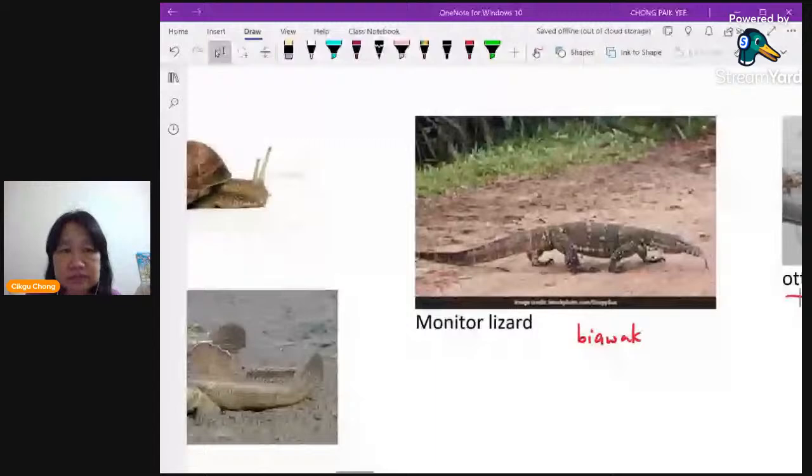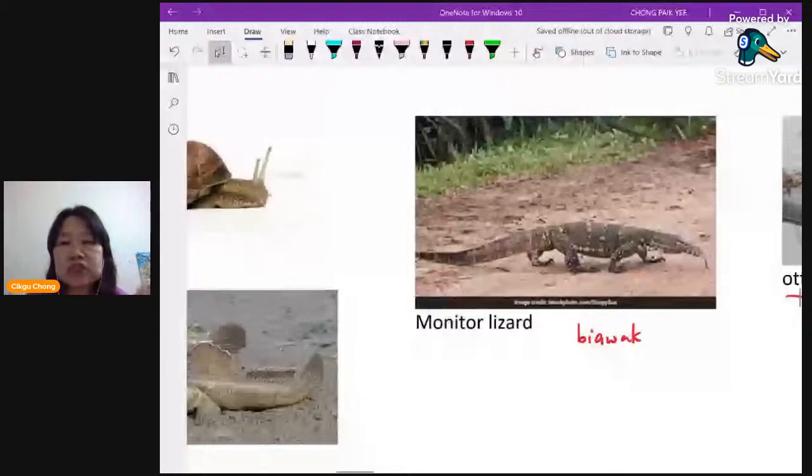Now here, when you talk about adaptations, when you are writing the answers for adaptation, please remember to write your F and your E. I hope you know what it means. I keep on stressing it every time. F is your feature. What is it that they have? E is the explanation on how this feature helps them to overcome the problem.